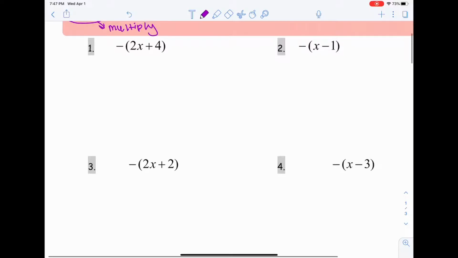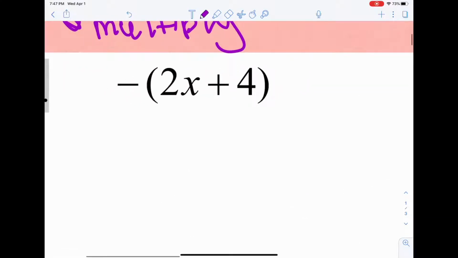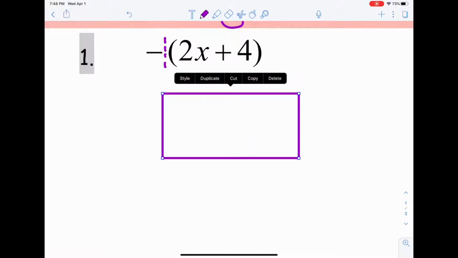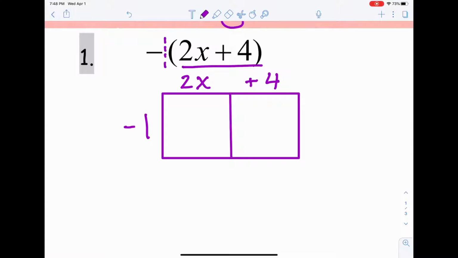So, when there is a negative in front of the parentheses, it's like having an invisible -1 in front of the parentheses. So now it's probably pretty easy to see how we're going to solve this problem. We're going to set up our box. I'm going to have -1 on our side and 2x plus 4 at the top. Draw my line. And now you can probably pause the video and do the rest of the problem on your own. So go ahead and pause and then we'll continue.